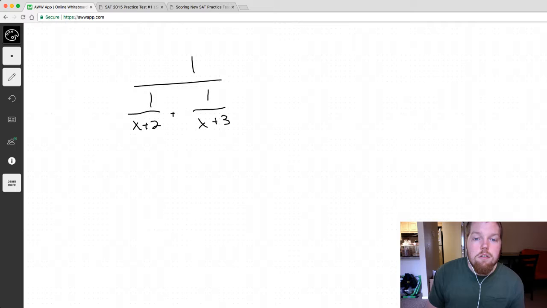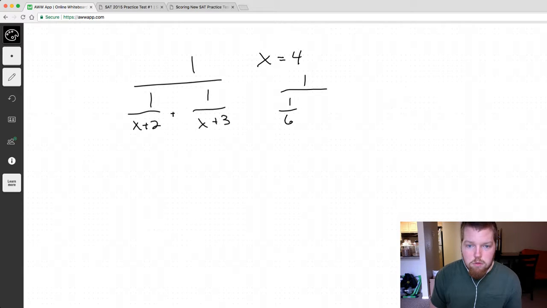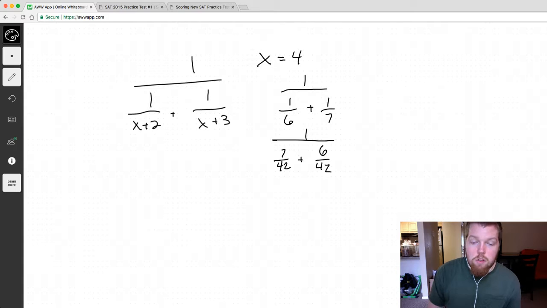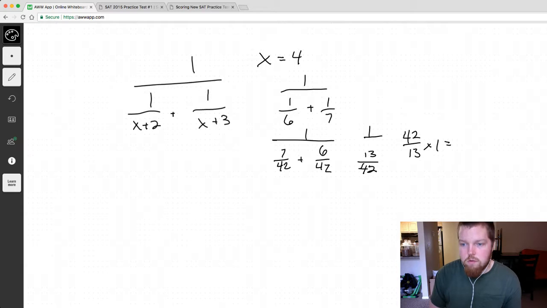Okay, so if x, why did it just stop again? So if x equals 4, then we'll have 1 over 6 plus 1 over 7, common denominator of 42, and we'll have 7 over 42 plus 6 over 42, all that under 1, and then that will end up being 13 over 42 all over 1. To get rid of dividing by a fraction, we'll multiply by the reciprocal. 42 over 13 times 1 is 42 over 13.